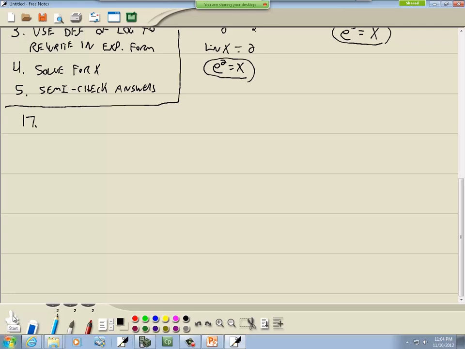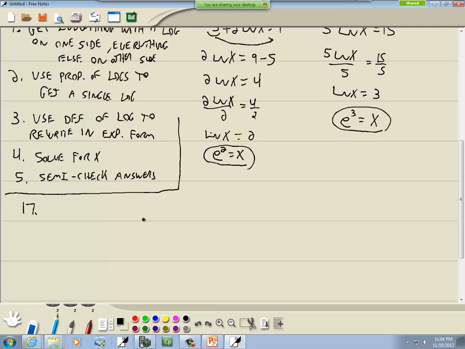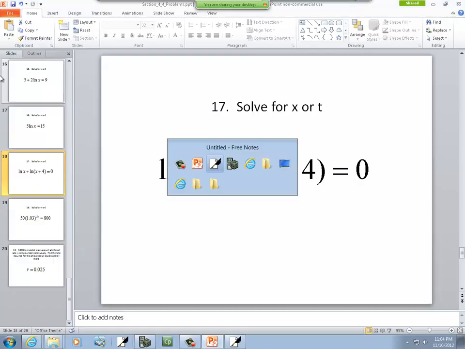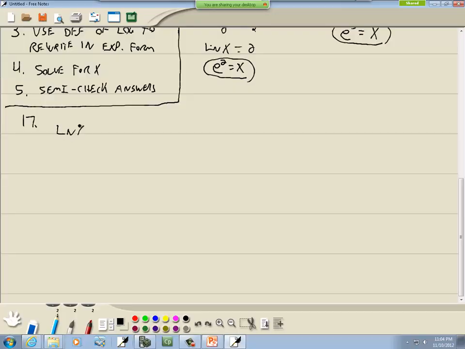Okay, number 17. We have natural log of x plus natural log of x plus 4 is equal to 0. Well, I'll get everything with a log on one side, numbers on the other side. That's done. Use properties of logs to get a single log. Well, log of something plus log of something, addition becomes multiplication. So we've got x times x plus 4.